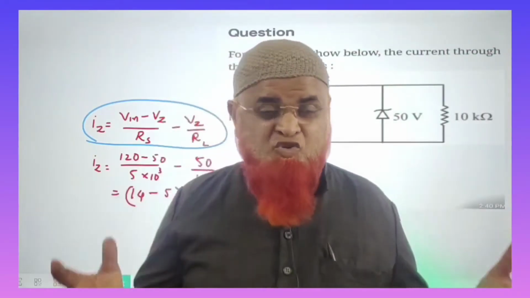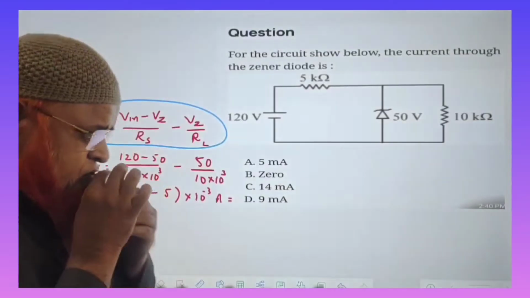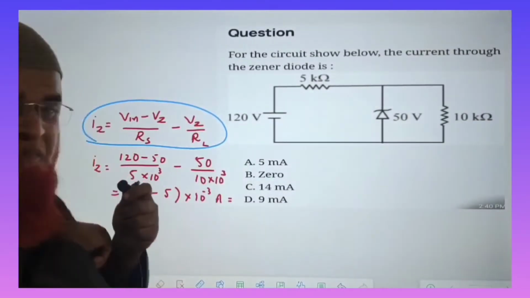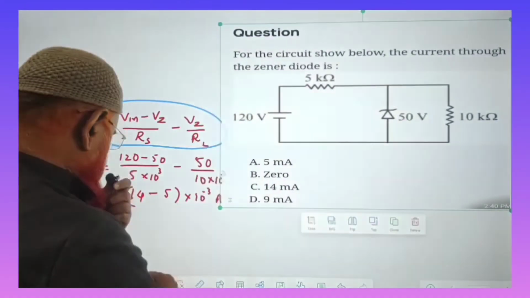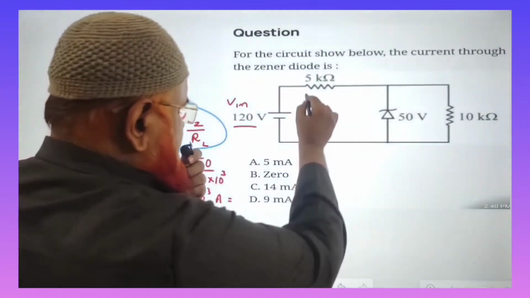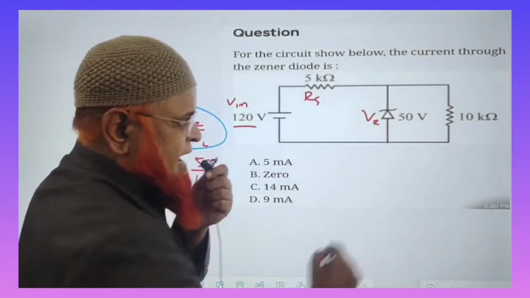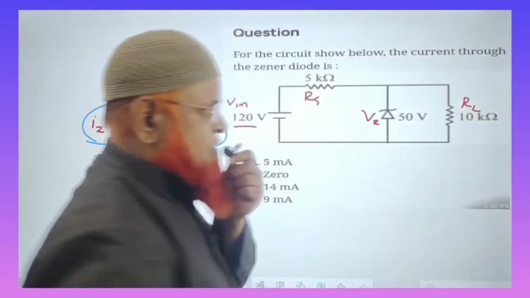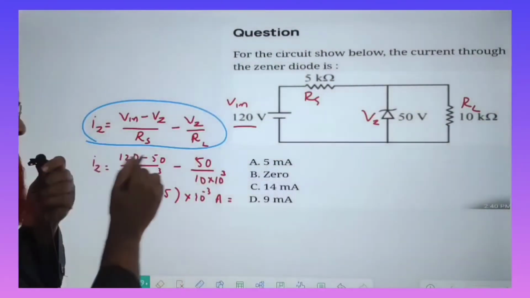But I have got a wonderful shortcut for you. And the shortcut is, in the case of a Zener diode, whenever it is given that V input is 120, and this is the series resistance RS, this is the voltage across the Zener diode, and this is the resistance across the load. That's it. If this is the data given, we can use a direct single step formula here.